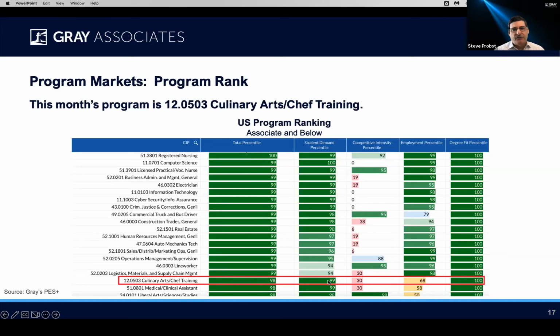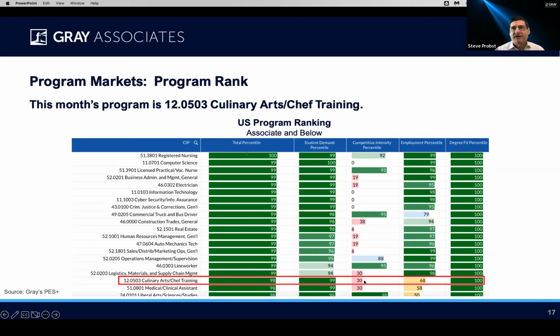Student demand. This is the range of metrics around how much student demand there is. And you'll see in a moment what those metrics all are. And it ties in both the level of that and the trend in that. And this one's in the top 1%. So it's very strong student demand compared to every other program.